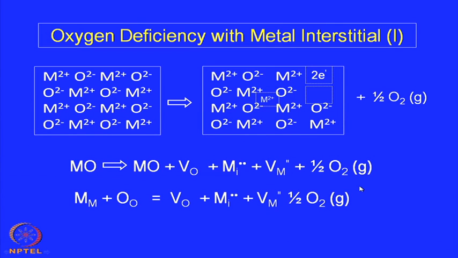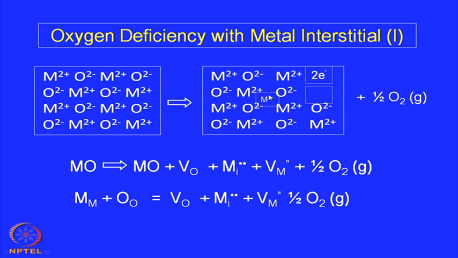Once again it is an oxygen deficiency, but created not by oxygen vacancy, but by metal interstitial, right. So, it is the same thing, because we are talking about ratio. So, oxygen deficiency can be caused also by metal interstitial, and in that case what should be the kind of reaction, what would be the actual physical change taking place in the oxide.